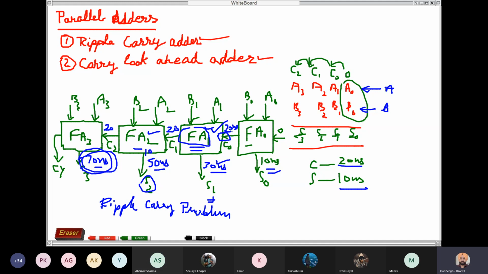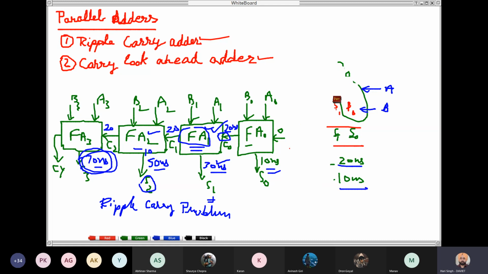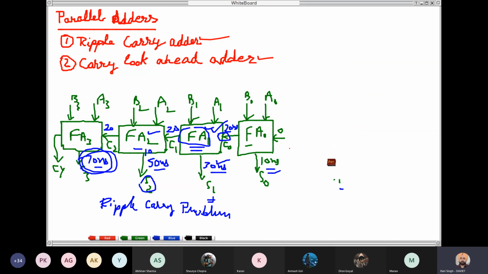Yes, sir. Okay, so now we can represent this 4-bit parallel adder with one block. Like within one block, we can write 4-bit parallel adder.